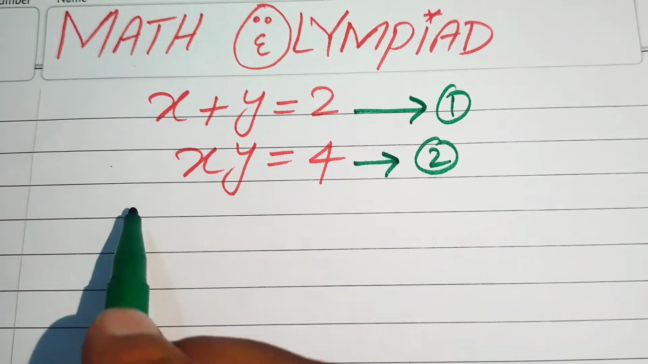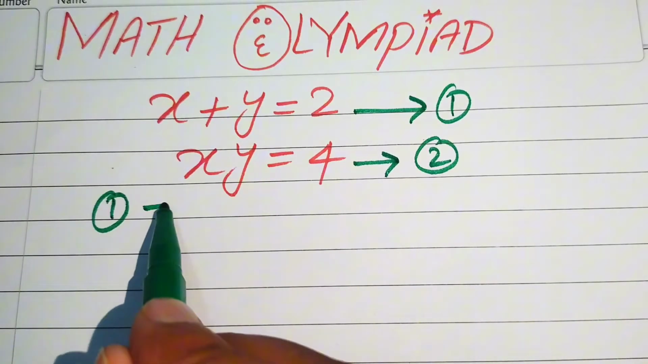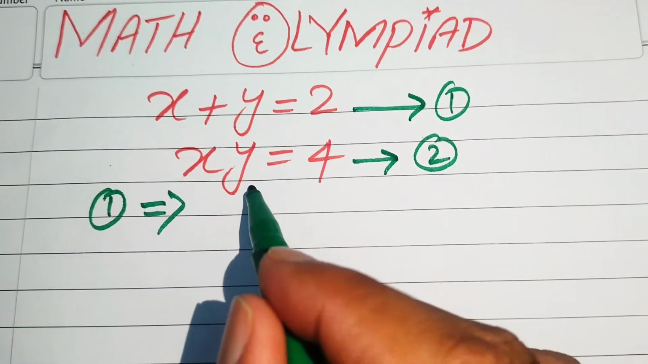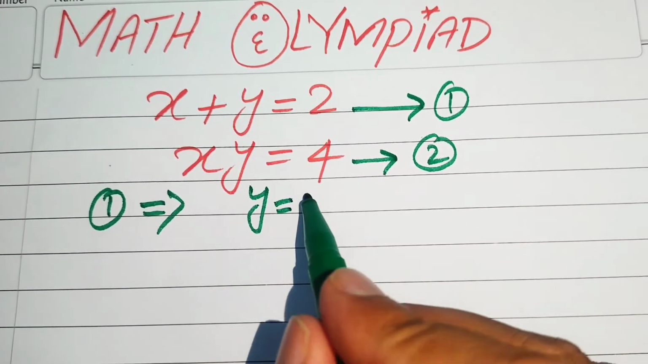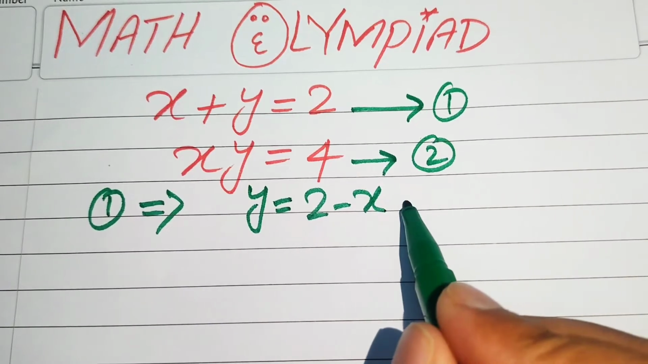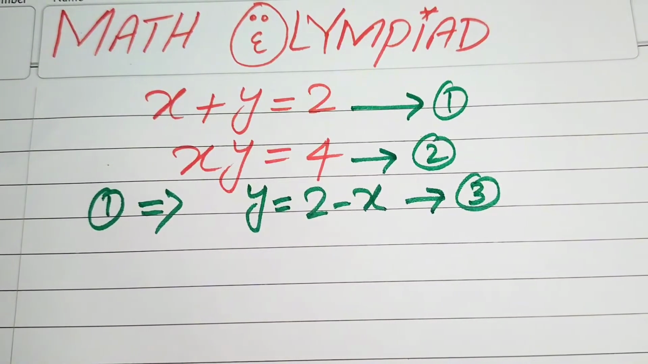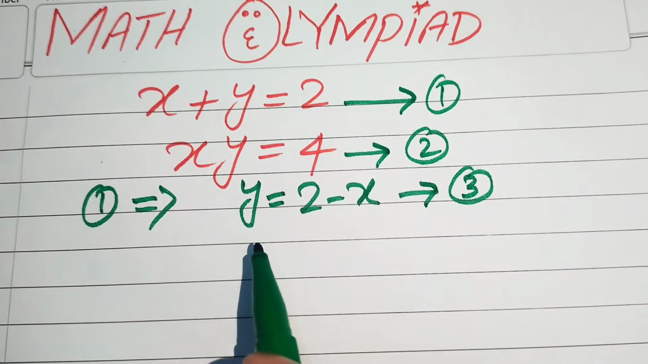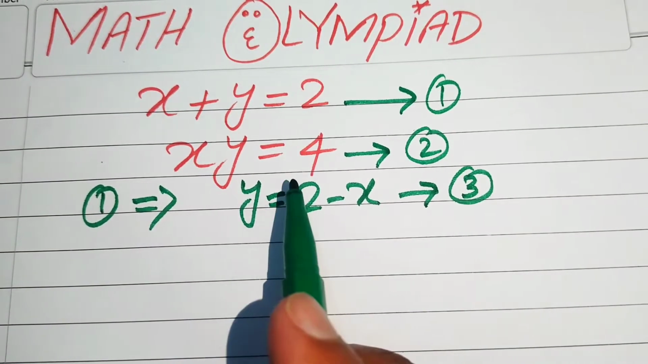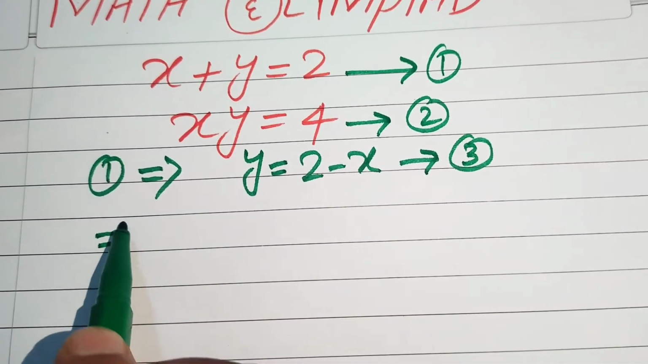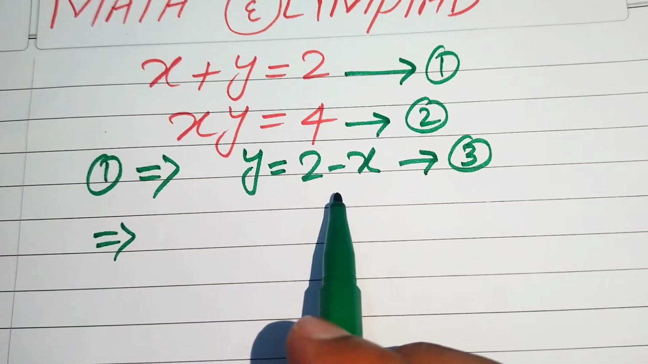Now here we focus on equation number 1, and our equation number 1 implies that we move this x to the right hand side and it will be written as y equals 2 minus x, and we call this our equation number 3. So now in the next step we substitute this value of y in equation number 2, and our equation number 2 is completely converted into the variable x.